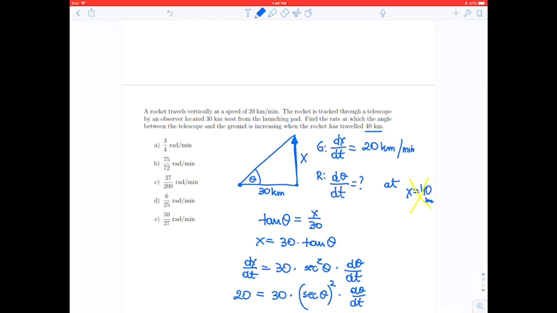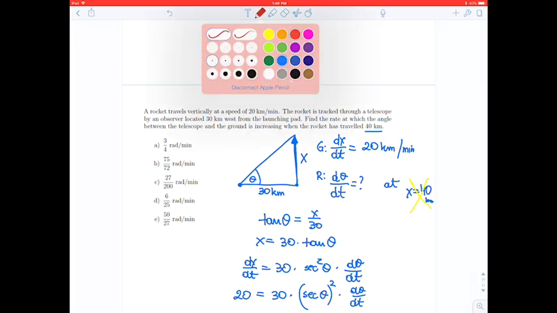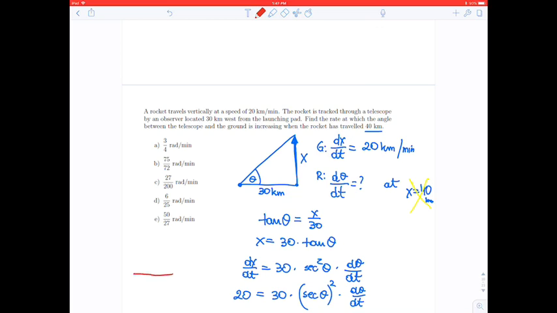That means we have an additional thing. We only know that we're looking at the rate of change at the moment that x is 40. This will stay 30. That means I have to figure out, okay, if this is 30, this is 40, this is probably 50. Yes, we remember, based on the Pythagorean theorem, 3, 4, 5.